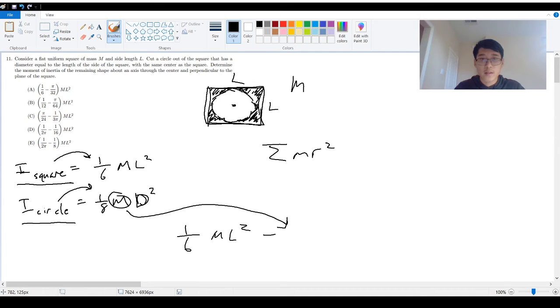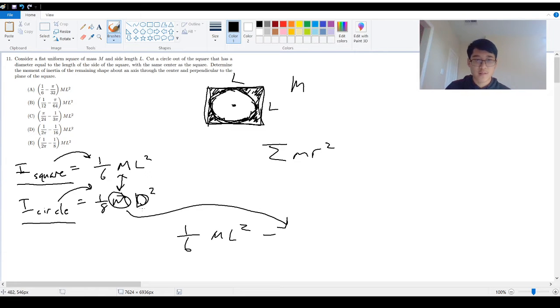However, it's apparent that the mass here and this mass are not the same, but they're given as the same variable here. And the reason is because the mass of the circle that you're cutting out is obviously not the entire mass of the rectangle. Otherwise, you're cutting out the entire rectangle, right?